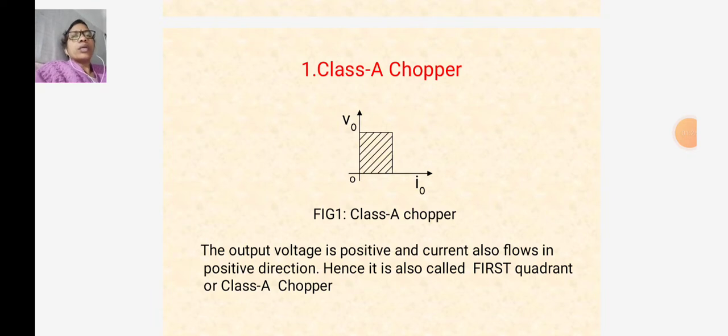In this, it will be in the first quadrant. The output voltage is positive and the current also flows in positive direction, meaning here V0 and I0 are in positive direction. Hence, it is also called first quadrant or class A chopper, meaning the output voltage and output current will be positive.